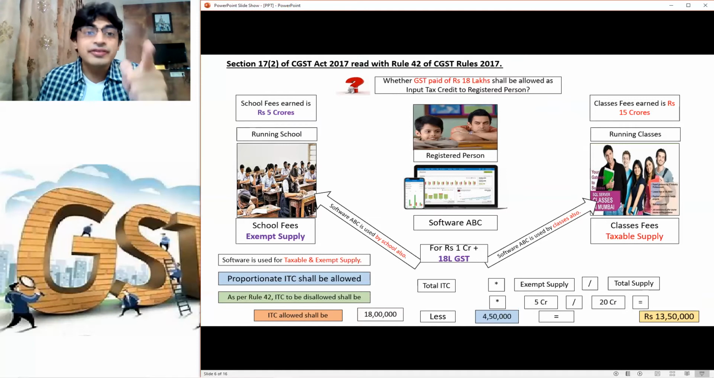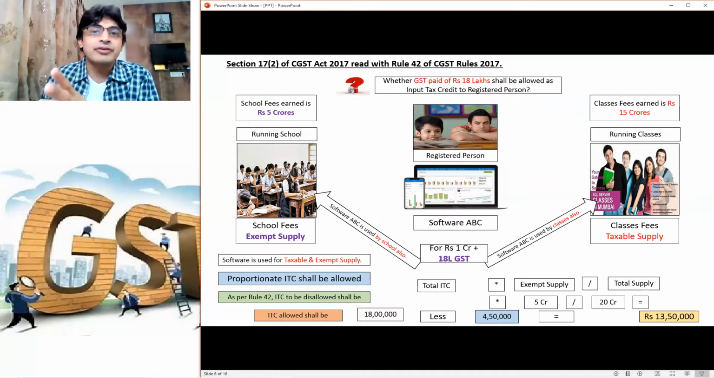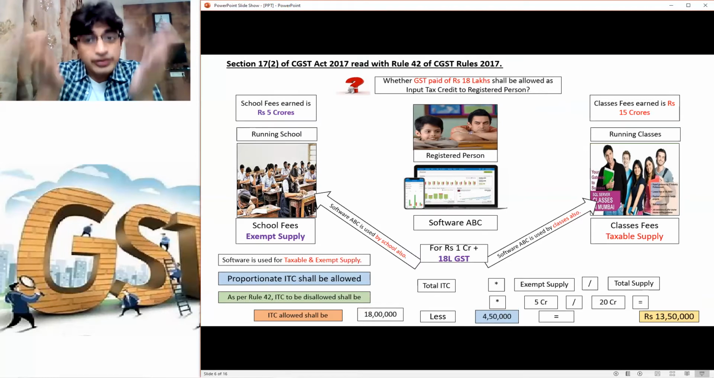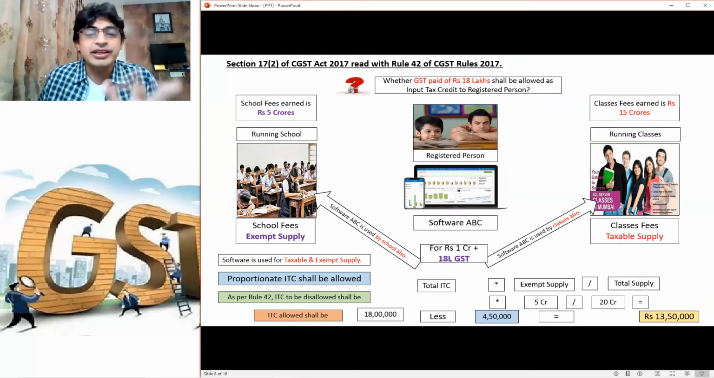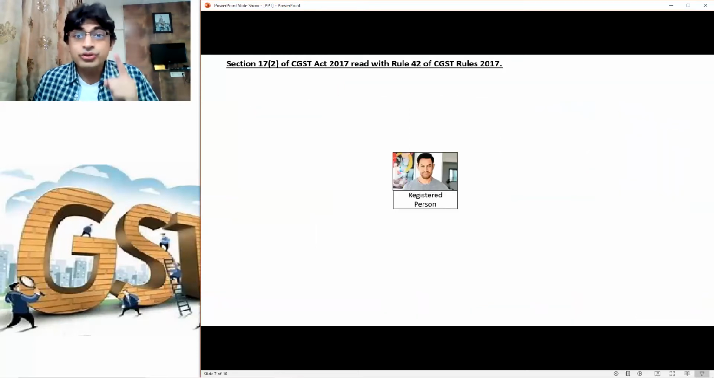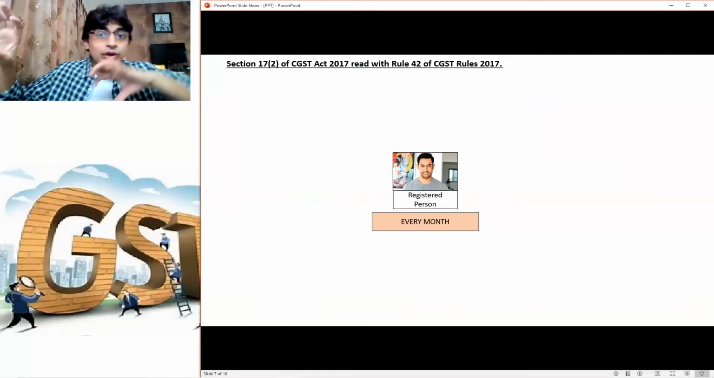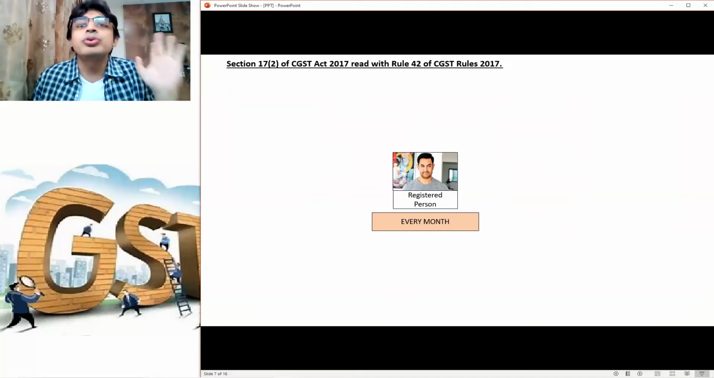So that is given in Section 17(2), Rule 42. This will be there for your clients. Many clients are manufacturing taxable goods and exempt goods, and students, this is going to be asked in the exam. Okay, so 13 lakh 50 thousand is the correct answer. Understood? So suppose a registered person is supplying exempt goods and also taxable goods and services. Every month you have to do this work.